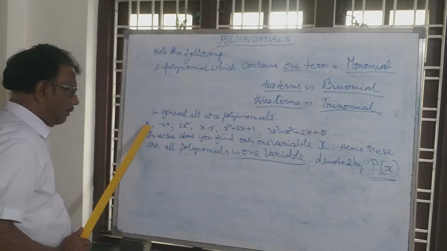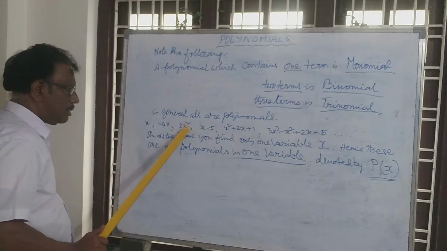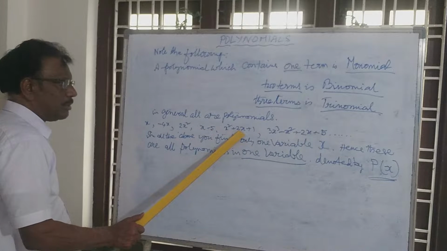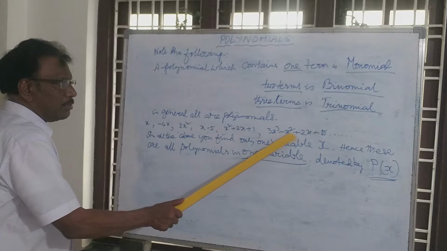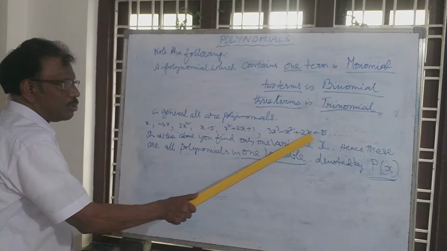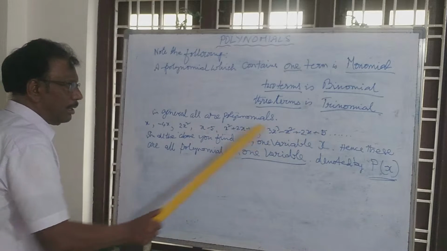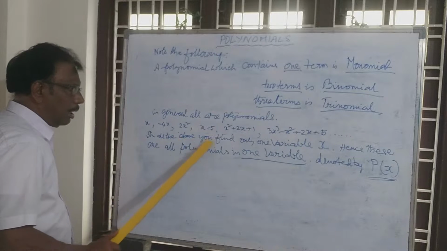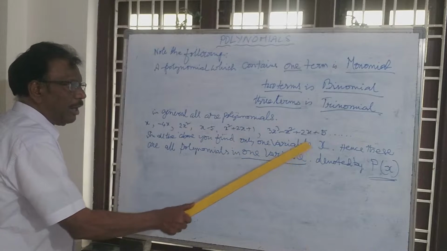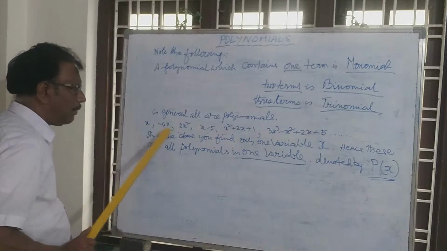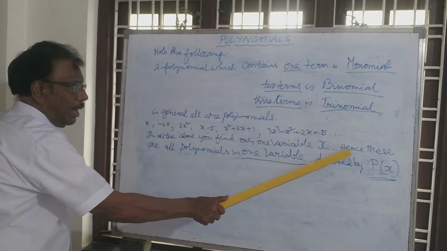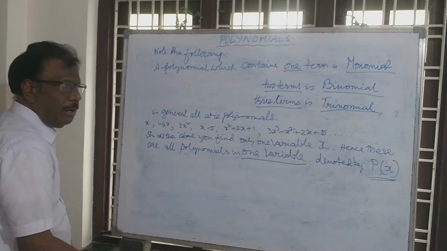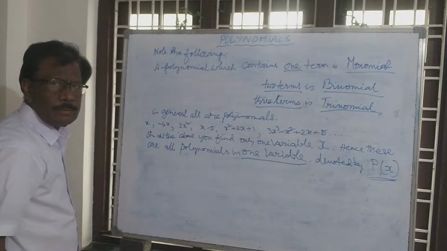In these expressions, you find this is x, this is minus 4x, this is 2x square, this is x minus 5, this is x square plus 2x plus 1, this is 3x cube minus x square plus 2x plus 5. See, in all these polynomials or expressions, you find only one variable x. In all the terms, you find only x. Hence, these are all polynomials in one variable denoted by p(x).